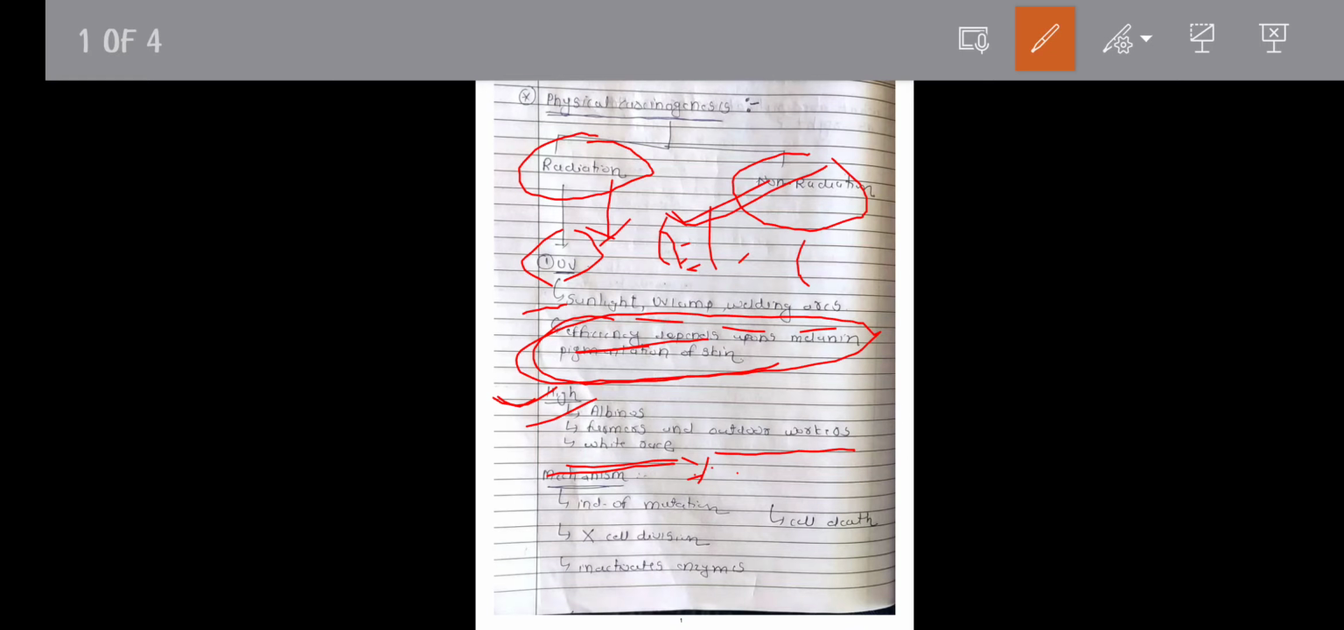Now what is the mechanism of the UV light physical carcinogenesis? Mechanism is induction of mutation, inhibition of cell division, inactivation of enzymes, and finally cell death.